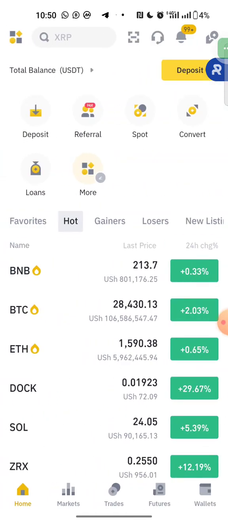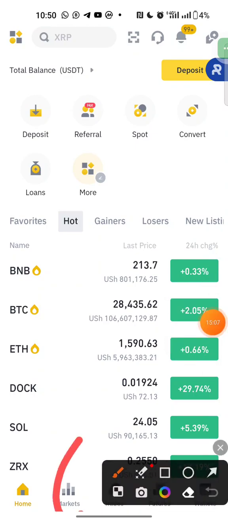Okay, now let's get back to markets. So for us to go where we have been, we need to tap on markets.